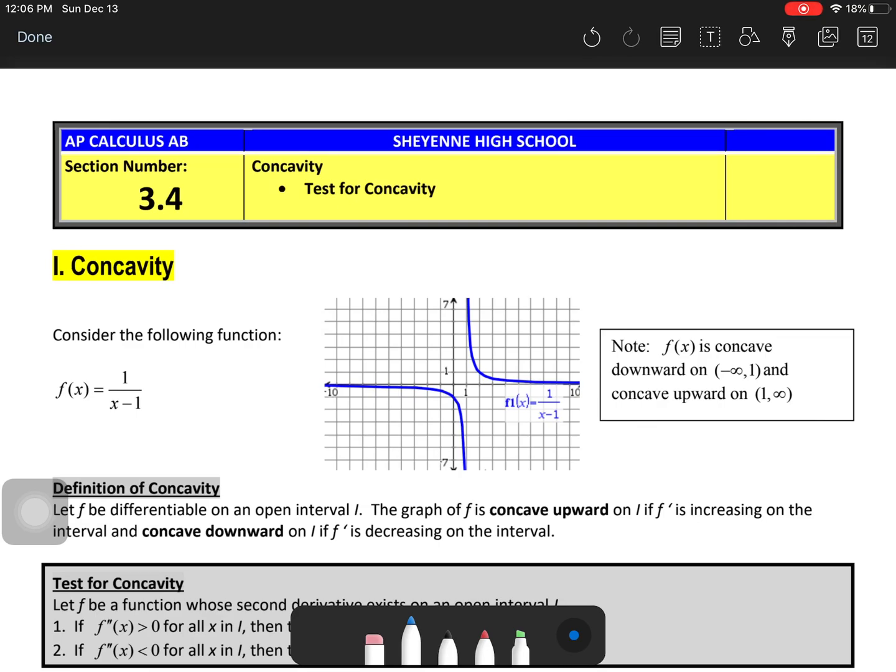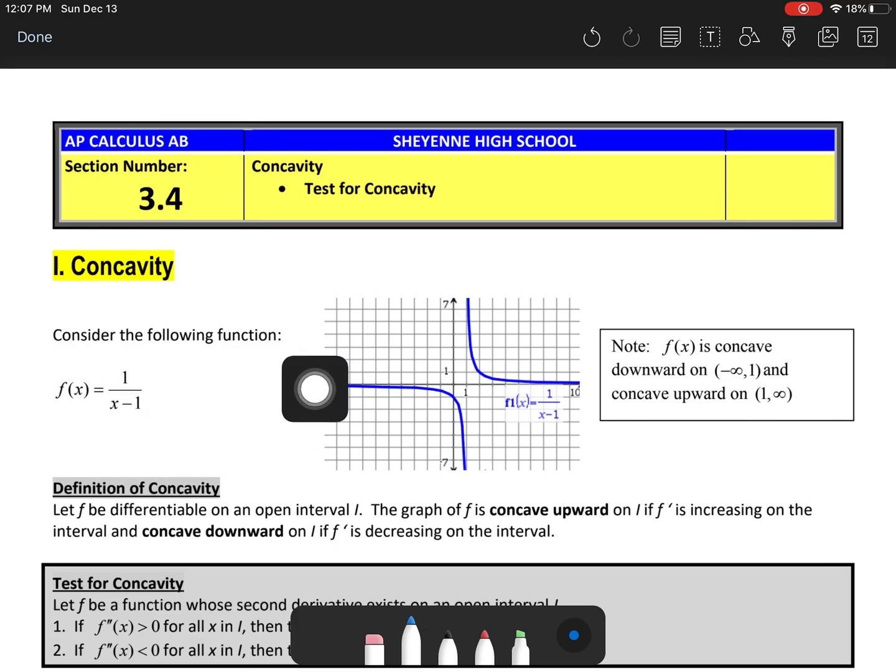To me, the simplest way to describe what concavity looks like when we're looking at it on a graph is: is the graph curving downward or is it curving upward? Now, when I say that, it doesn't necessarily associate with just increasing and decreasing. You can have a graph that's decreasing and yet it is curving upward. So let me try to explain that.